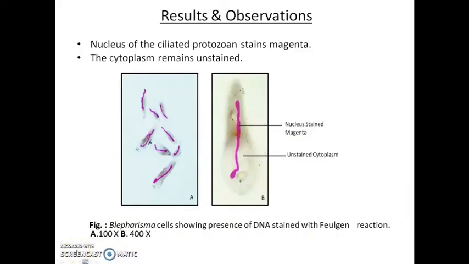After performing the whole staining procedure, we will come to some results and observations. The nucleus of the ciliated protozoan will stain magenta and the cytoplasm will remain unstained. This is how our cell will look under the 100x and 400x lenses, and this is the Blepharisma cell stained with Feulgen stain.